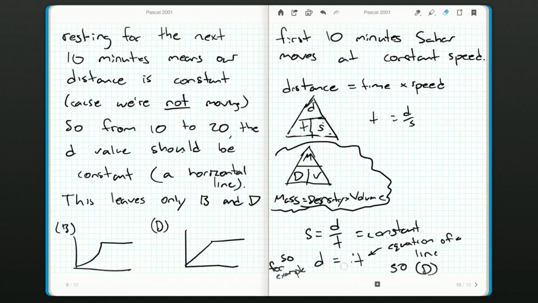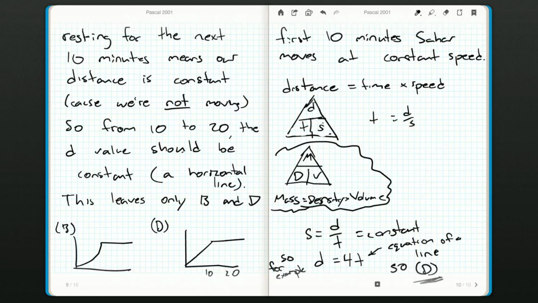My 5s kind of look like S's, so I'm going to change this to a 4. So I'm going to say D is going to be our final answer because it's got the flat line from 10 to 20, and it also looks like a line for the first 10 minutes. And moving at a constant speed, our distance should look like speed times time. If speed is a constant, we could say it's like 4 or 3 or something, and that looks like the equation of a line. So that's what tells me to choose D.